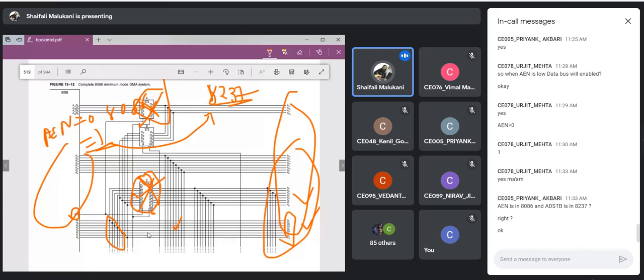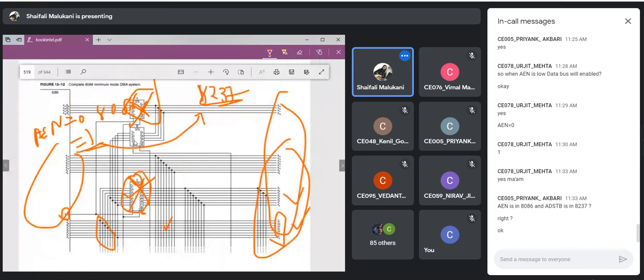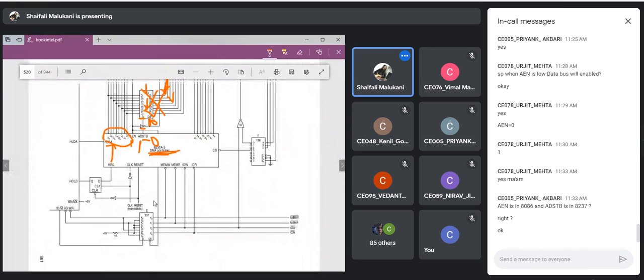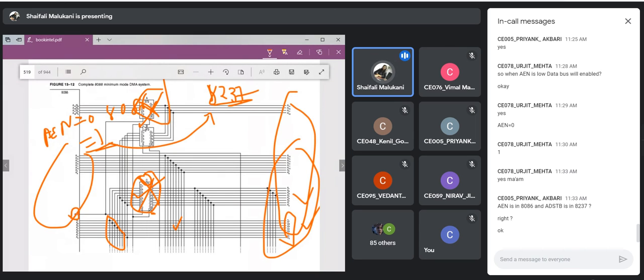Whenever AEN becomes 1, these lines will be enabled. In short, it's okay if you are skipping this part, but this is used to put the data on A16 to A19 lines when it is under the control of 8237. If you want to put data on A19 to A16, you will make your AEN 1 definitely, because it is an operation of 8237.